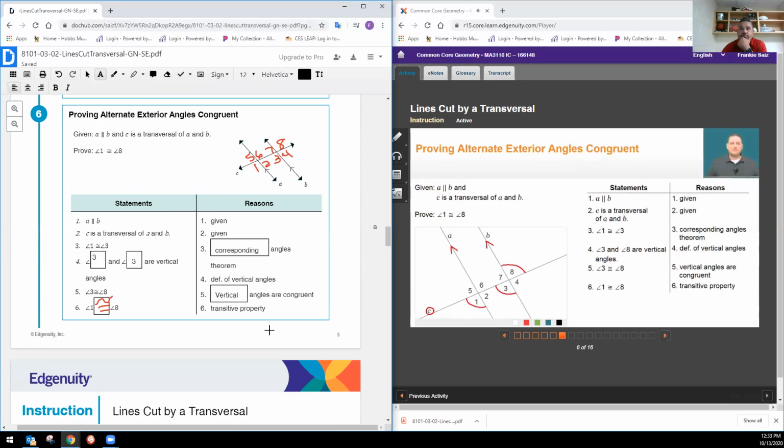So what did we do? Well, we proved the alternate exterior angles congruent theorem, if you want to call it that. It states that if a transversal intersects two parallel lines, then the resulting alternate exterior angles are congruent. Now, the converse of that theorem is also true. That means that if two lines in a plane are cut by a transversal and the alternate exterior angles are congruent, well then the two lines would be parallel.